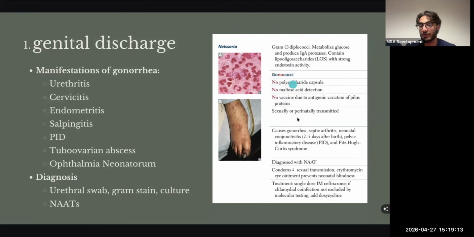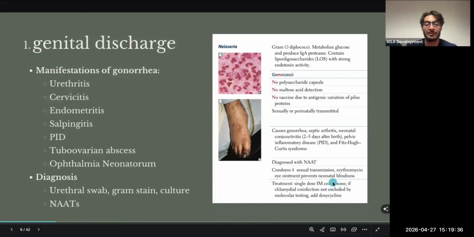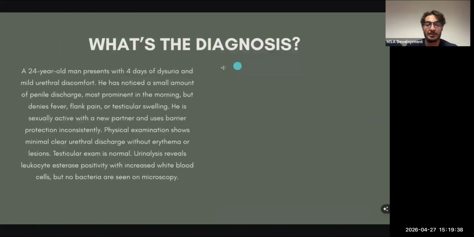I don't think it's too important for you to know this, at least not for this lecture, but you should know that it can cause gonorrhea, obviously, septic arthritis, neonatal conjunctivitis, which is what we saw before, PID, and Fitz-Hugh-Curtis syndrome, which you don't need to know yet. I think you might have already taken it, I'm not too sure. It's diagnosed with NATs, and like we mentioned, you could also do gram staining and cultures. All right, and you would treat with ceftriaxone. All right, let's go to the next slide.